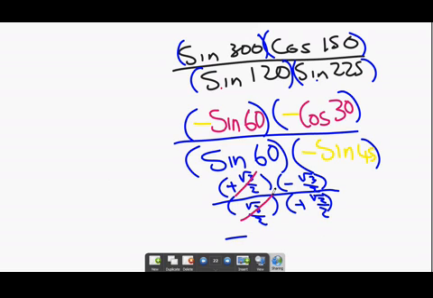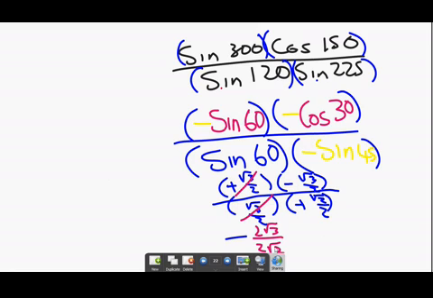Right? And then from there we are now saying we've got root 3 over 2 divided by root 2 over 2. So this is going to give us 2 root 3 over 2 root 2, which is actually root 3 over root 2. So that would be your final answer. And that is how we would go about doing that question.